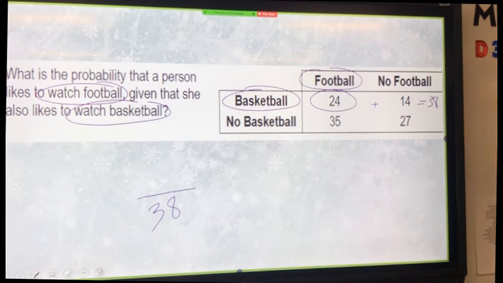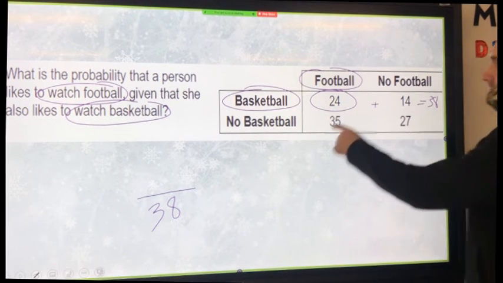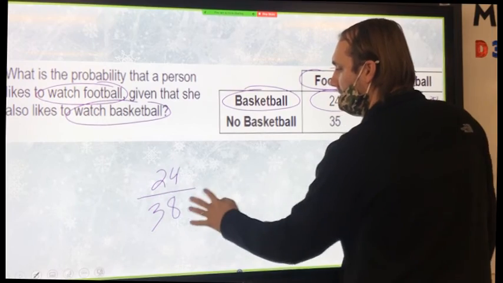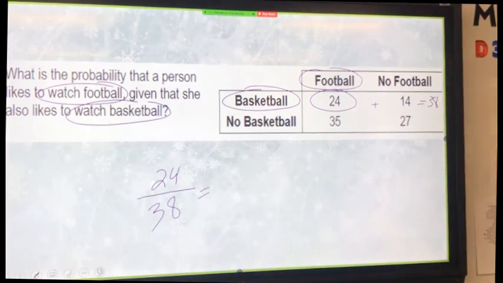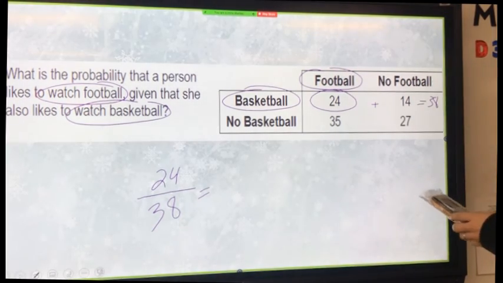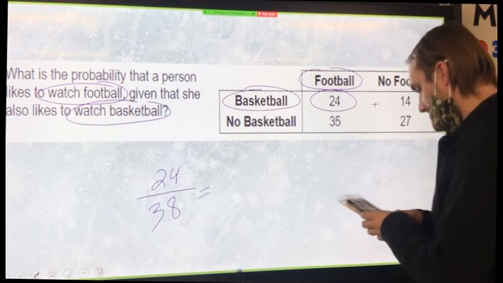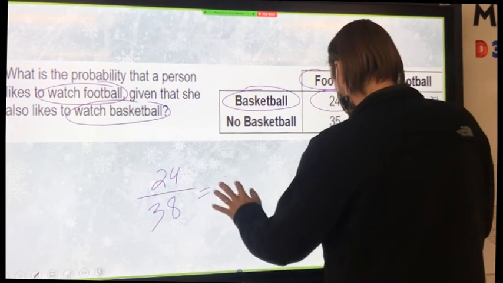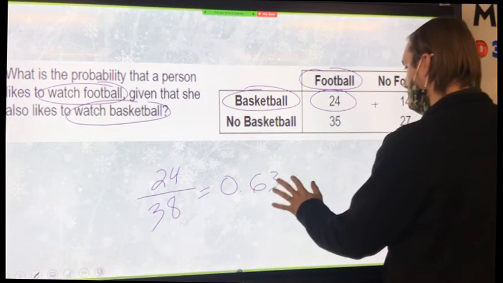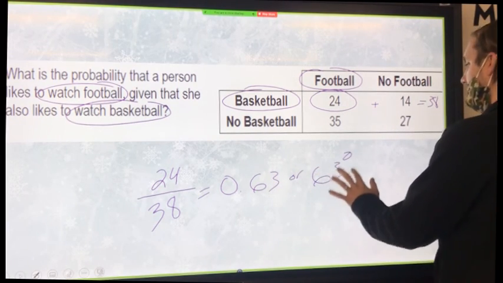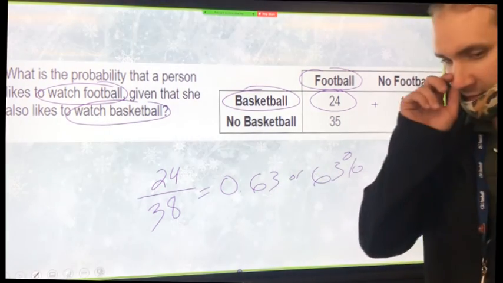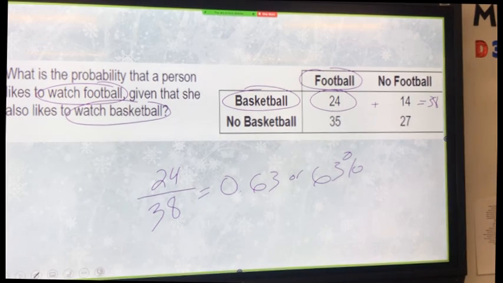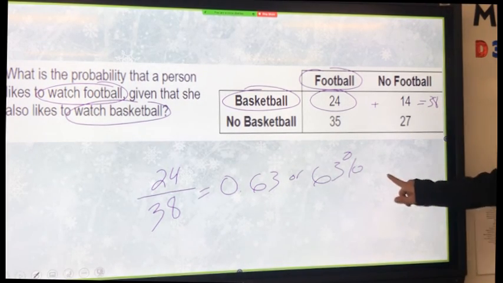How many of those people watch football? 24. So 24 over 38 gives me 0.63. So about a 60% chance of girls who watch basketball probably also watch football.